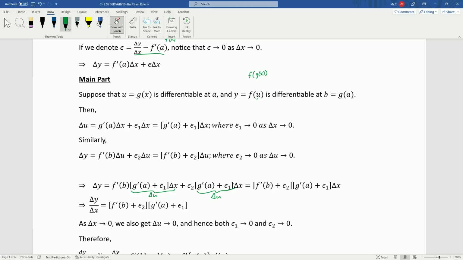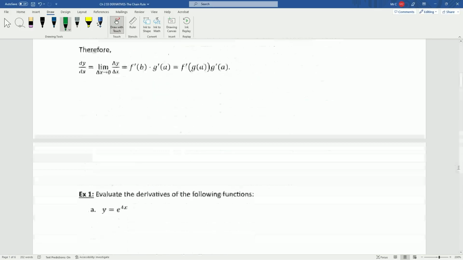So what do we see here? We've got a common factor here of this delta u. We factor that delta u out, g prime of a plus epsilon 1 delta x. We factor that out. And so we get f prime of b plus epsilon 2 times g prime of a plus epsilon 1 all times delta x. So if delta y equals this thing, then delta y over delta x equals f prime of b plus epsilon 2 times g prime of a plus epsilon 1.